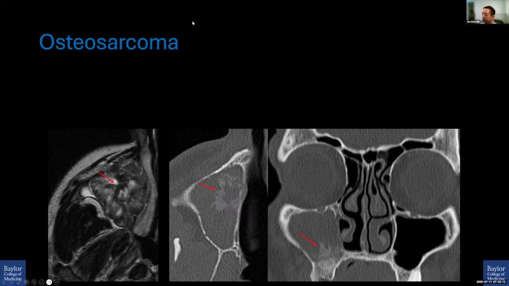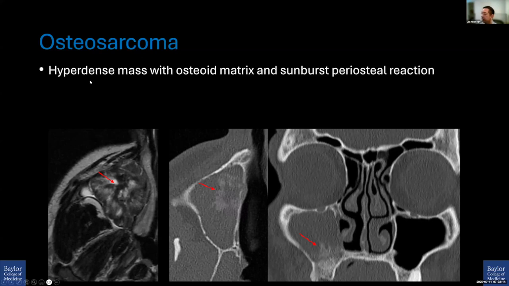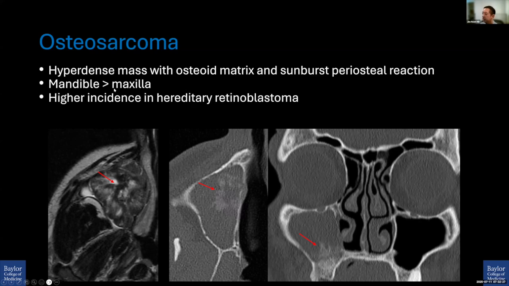Here's an example of osteosarcoma. And we talked about how it's a hyperdense mass with osteoid matrix and this sunburst periosteal reaction. It has a predilection more to the mandible over the maxilla, and a higher incidence in hereditary retinoblastoma, and it may arise in bones affected by Paget disease.